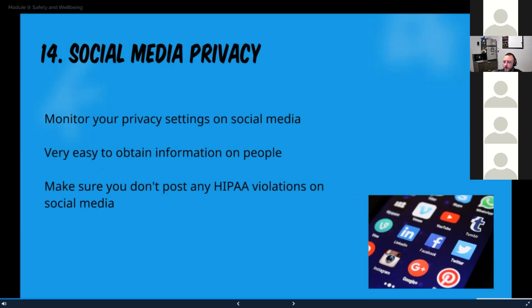Social media privacy. Make sure that you monitor your privacy settings on social media. It's very easy to obtain information on people, and make sure you don't post any HIPAA violations on social media. So don't be saying, hey, I'm going to this house today to do a chems appointment, right? That's probably not something that's appropriate. I just want to throw out how easy it is to figure stuff out.